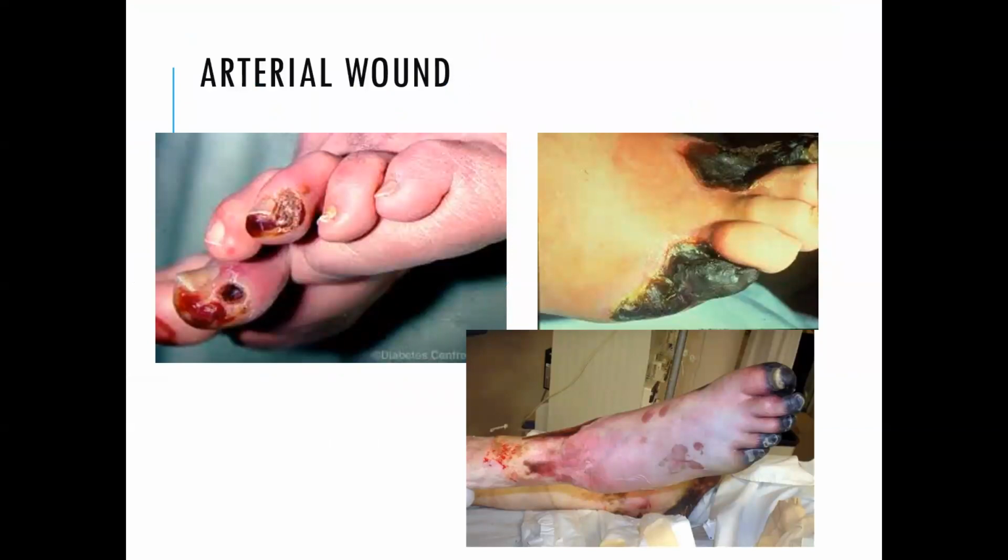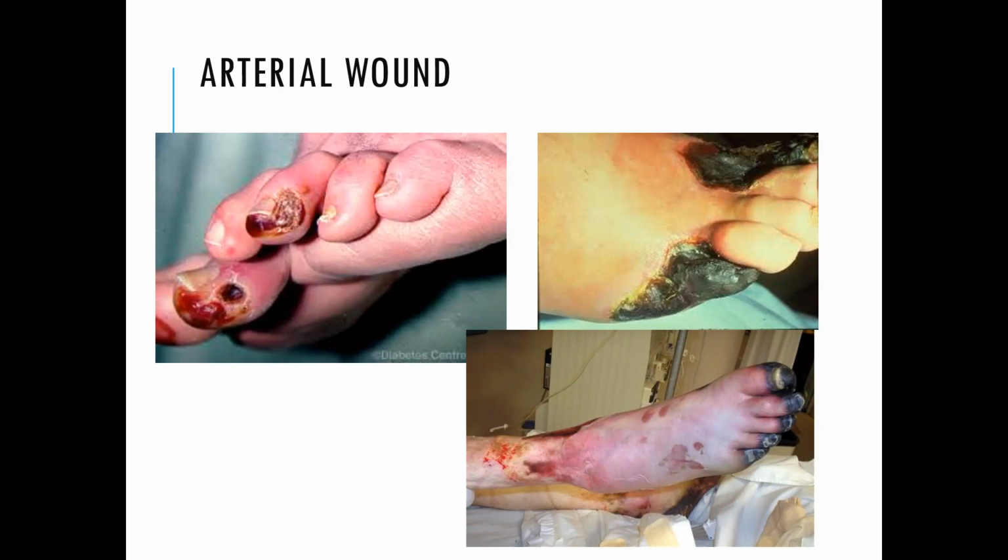Arterial wounds are the result of decreased perfusion to the extremity. They take on a round or punched out appearance. They are small, circular, and deep at first. They are painful at first, and then they don't hurt anymore, because guess what dies after that tissue dies? The nerve endings die, and then it doesn't hurt anymore.